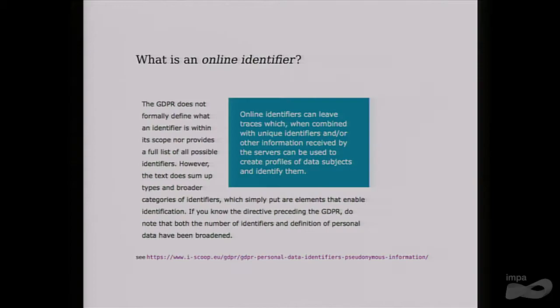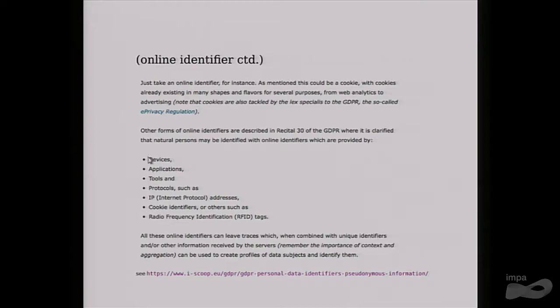The GDPR does not formally define what an identifier is. Online identifiers can leave traces which, when combined with unique identifiers and other information received by the servers, can be used to create profiles of data subjects. So it's nearly everything. Look here. I will not go into detail, but when you have devices, protocols, IP addresses, cookies, RFIDs, they say this is, among others, online identifiers. They don't specify it, but it's nearly everything which can make it possible to identify a person if you get other information and combine it. So IP addresses are personal data.